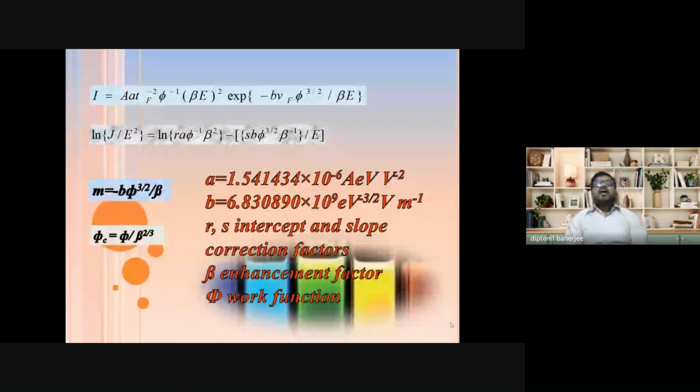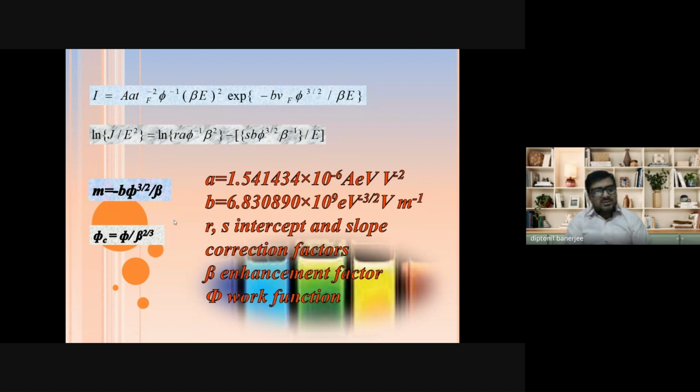This is the very basic equation we call the Fowler-Nordheim equation, which is used to analyze the field emission data. And here you can see I is the current, A is the emission area, and beta is the enhancement factor, phi is the work function. Small a and small b are the Fowler-Nordheim constants, and VF, TF are the slope and intercept correction factors. Of which the most important term is beta, which is the enhancement factor.